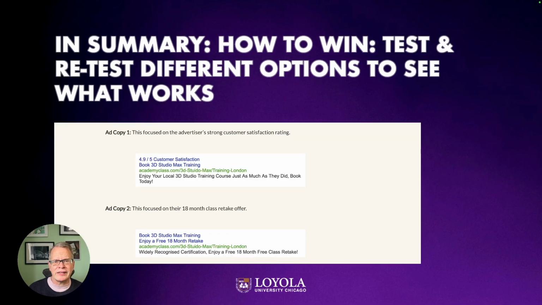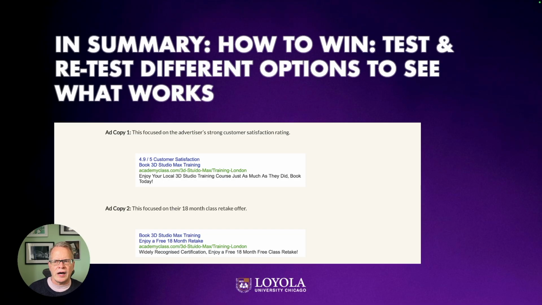And then finally, test and retest different options and find out which one works. Many big companies will have people that just focus on search engine optimization, search engine marketing. They do this for a living. They're literally testing and retesting every single ad copy possibility to see which one works.